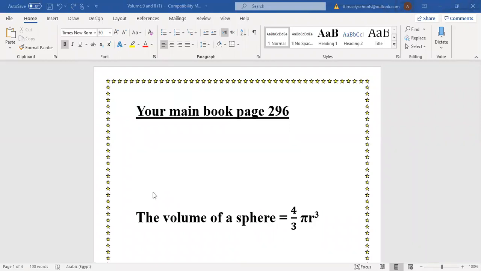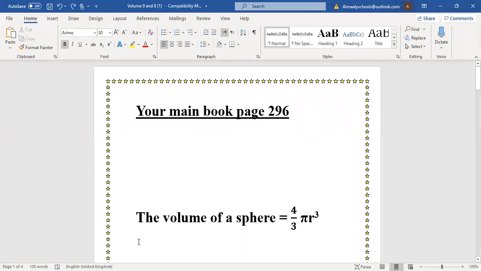Okay, Alhamdulillah, let's start. Today, inshallah, we will explain the volume of a sphere. This is part number 1. Volume of sphere equals 4 over 3 pi r cube. In your book, page number 296, exercise 27.14, it says calculate the volume of each of the following spheres. If the radius in number 1 is 6 centimeters, how do we find the volume?